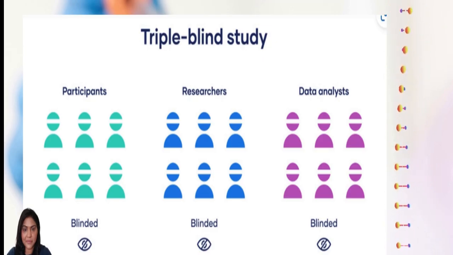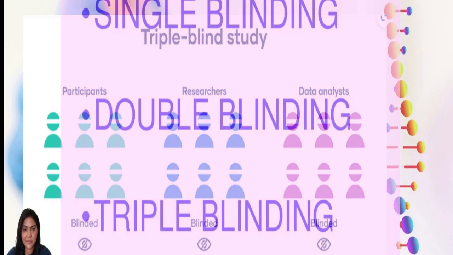In summary, I can say single blinding helps to reduce the treatment biases, double blinding reduces the observer biases, and triple blinding helps to reduce the analysis biases.